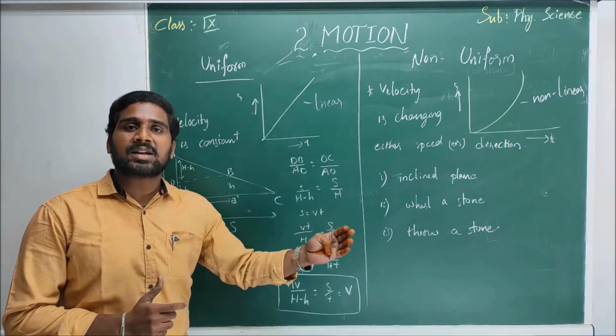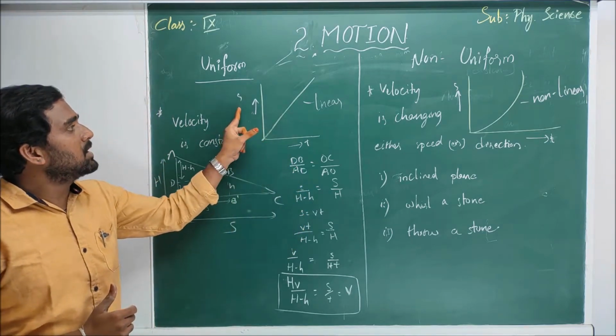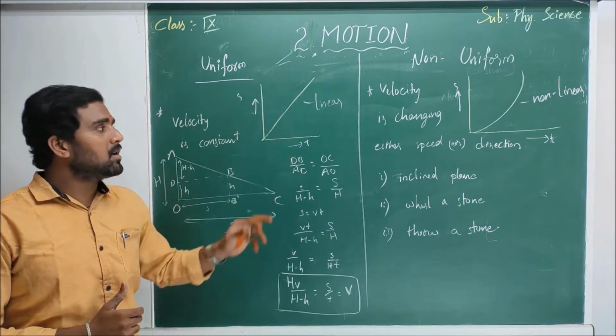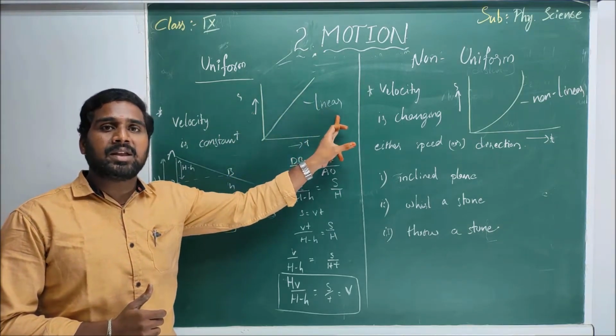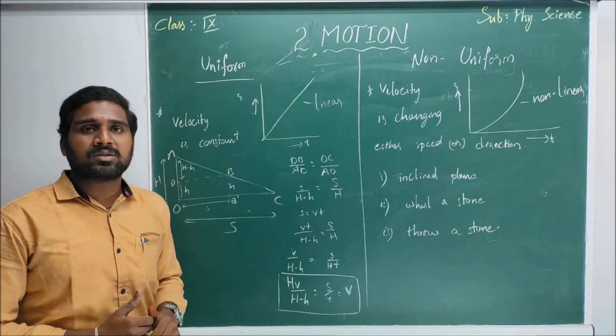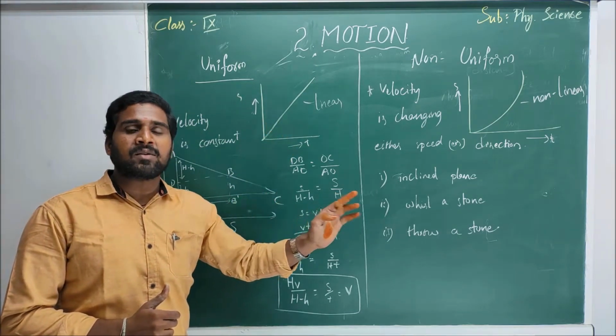Up to 3 seconds he covered 12 meters. So like this we plotted a graph between distance and time. And what type of graph did we get here? The shape of the graph is linear for uniform motion. So here equal distances are covered in equal intervals of time.